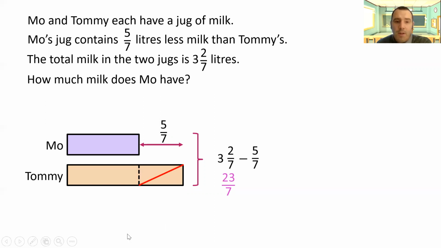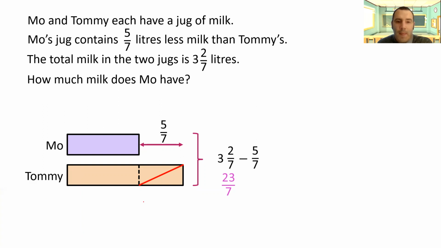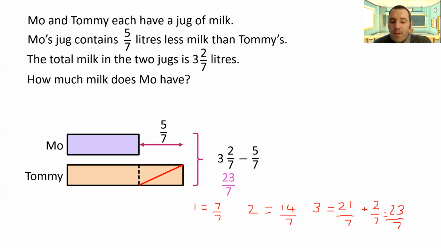So we need to remember, if my pen would cooperate with me this afternoon, 1 equals 7/7, 2 equals 14/7, 3 equals 21/7. Knowing that we've got 2/7 there as well, we need to add those 2/7 on to the 21/7. So that's how we get to 23/7.